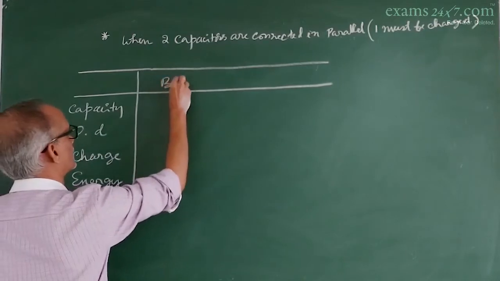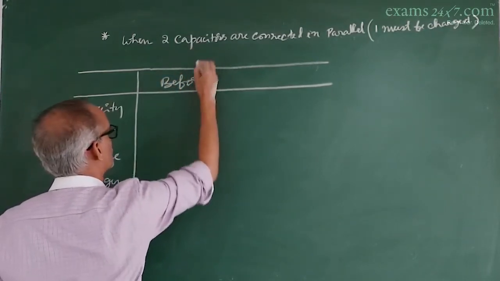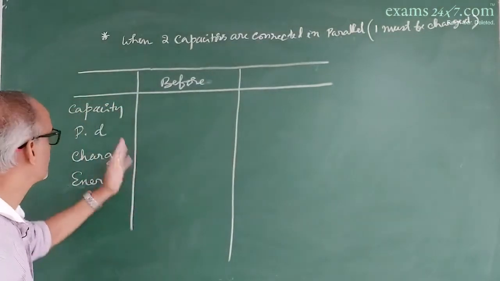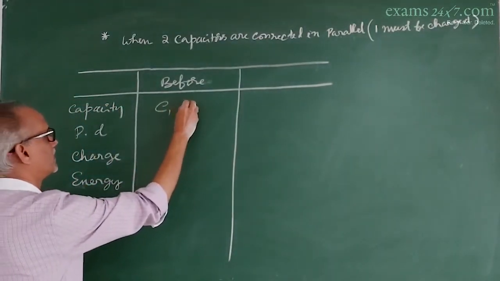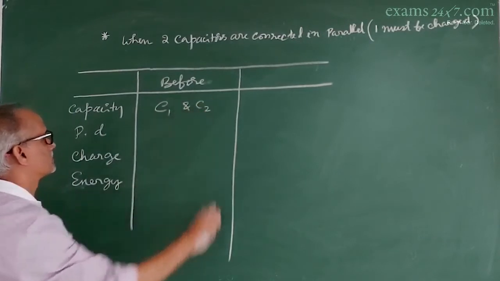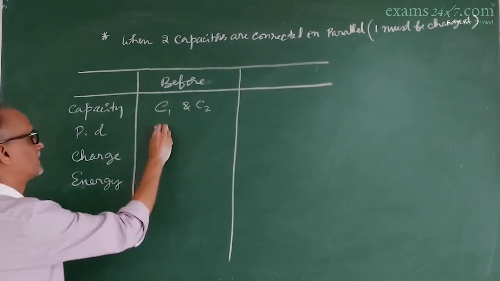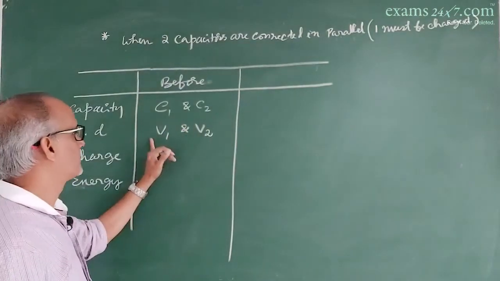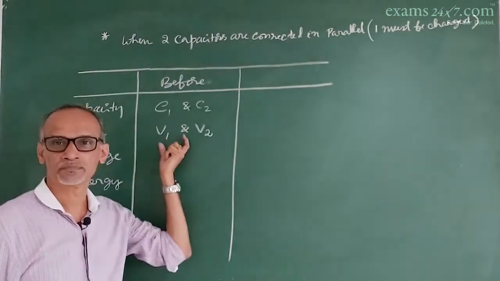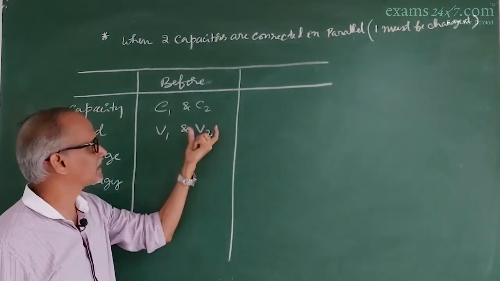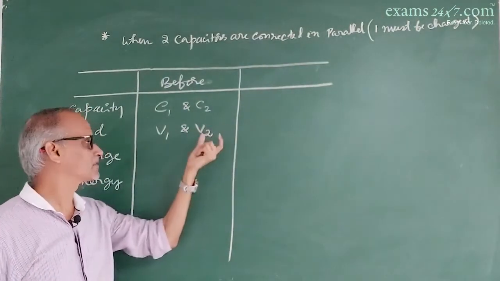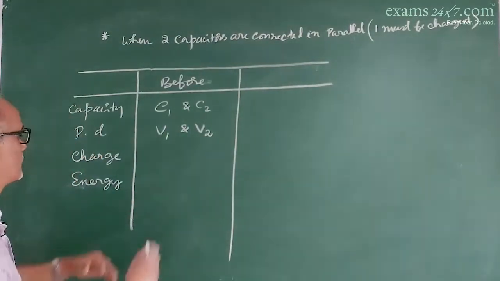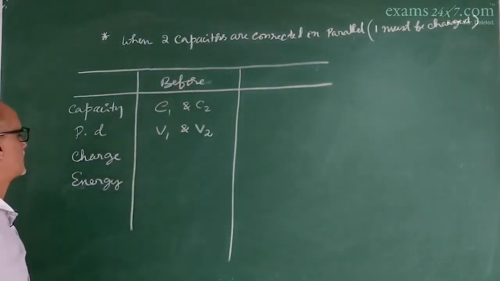See, before they are connected in parallel, let's write all the variables that we have used. Before they are connected in parallel, let C1 and C2 be their capacity. Let their potential difference be V1 and V2. If one is charged, its potential difference is V1. If the other is uncharged, then V2 is 0. If both are charged, then V1 and V2 are their potential differences before connecting them. This is before connecting them in parallel.